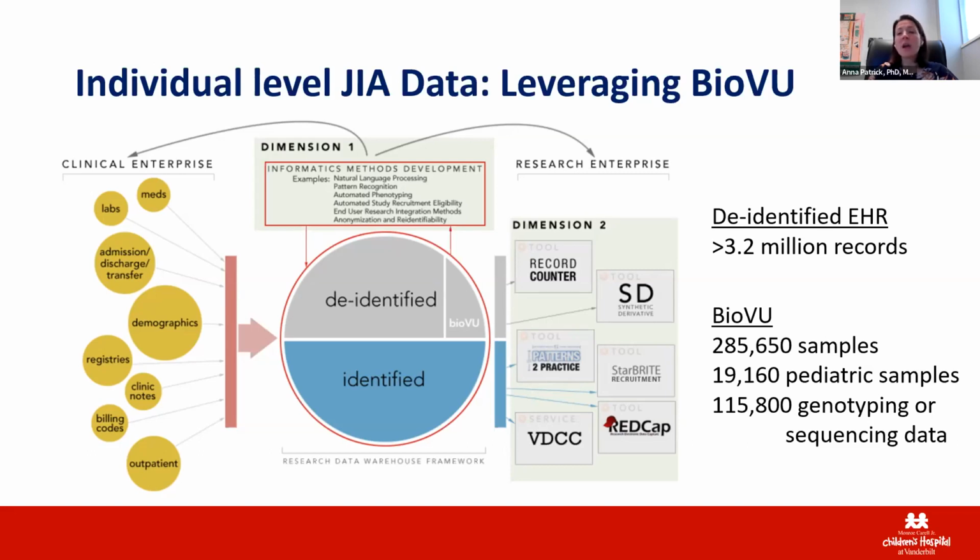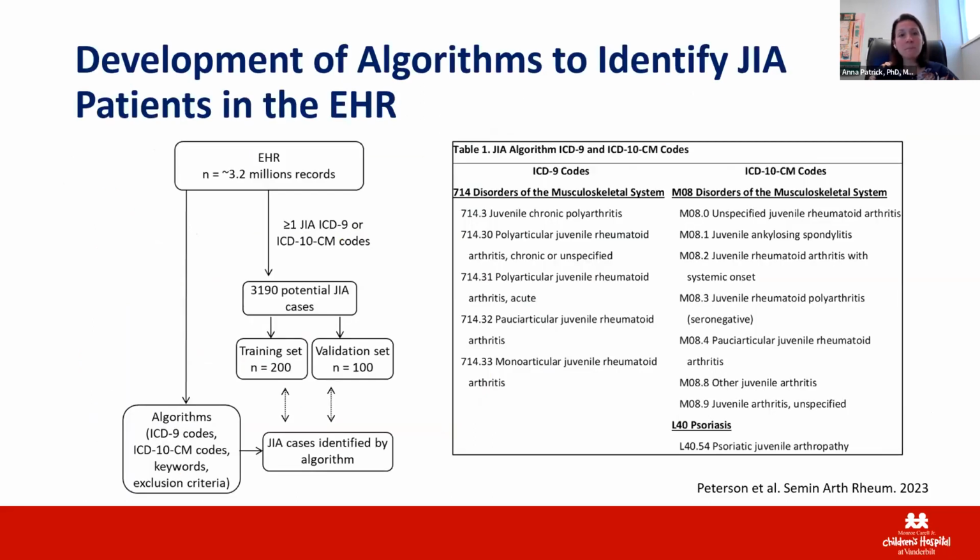You can see on the right-hand side of the screen, there are a large number of records in BioVU, and there are a large number of samples that have been obtained. And additionally, at the bottom, over 100,000 samples already have genotyping or sequencing data. So this BioVU resource enables exploration of a variety of research questions, including investigating the relationship among genetic variations, disease susceptibility, and variable drug responses in our JI population.